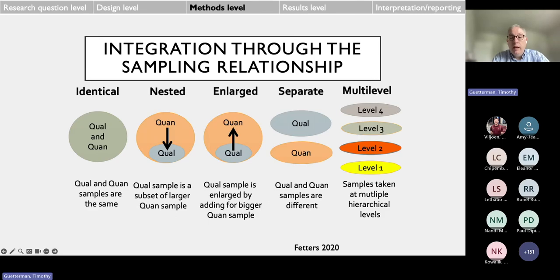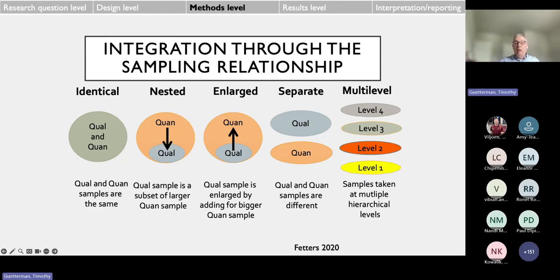So let's walk through each of these, starting with integration through the sampling relationship. And I'll go through this fairly quickly, but the point here is that there are different ways to think about what your quantitative and what your qualitative sample are, based on your research question. So they could be identical. So we have, say, participants, and we are going to collect qualitative and quantitative data from everyone. So we have an identical sample. It could be, to contrast that, more of what we would call a nested or enlarged sample. So one is basically a subset of the other.